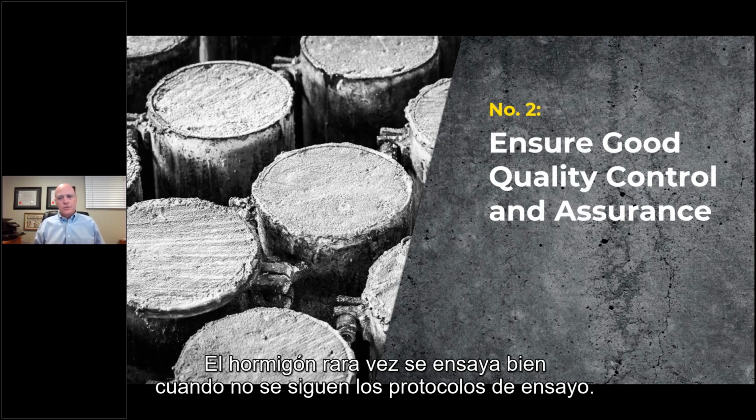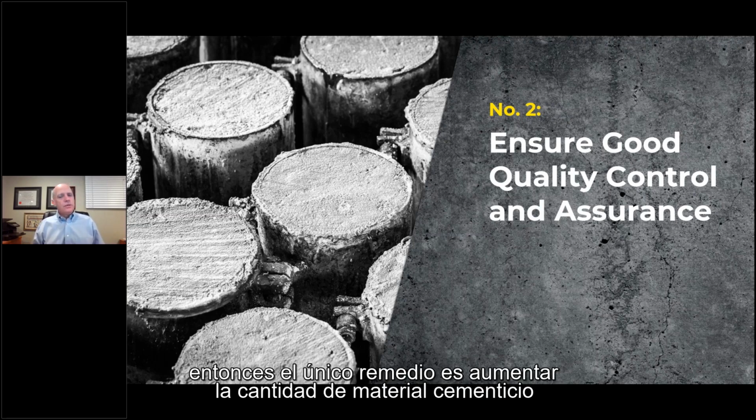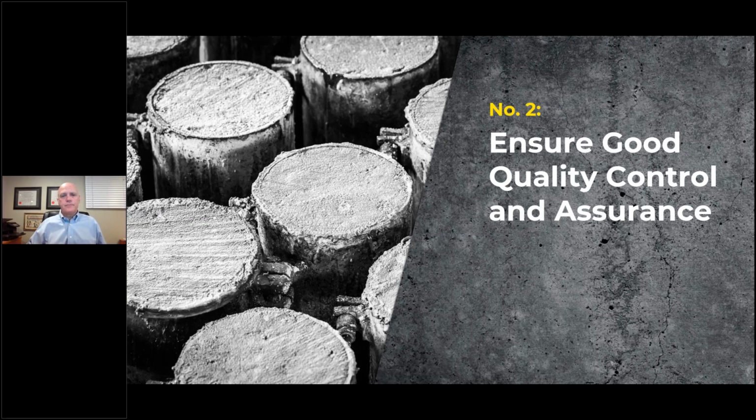Concrete rarely tests well when testing protocols are not followed. If test results constantly show lower strength, then the only remedy is to increase cementitious material quantity, which of course increases carbon footprint.